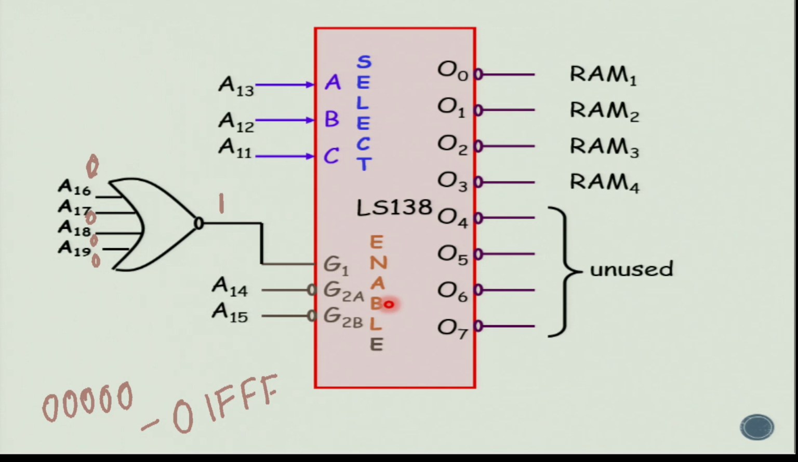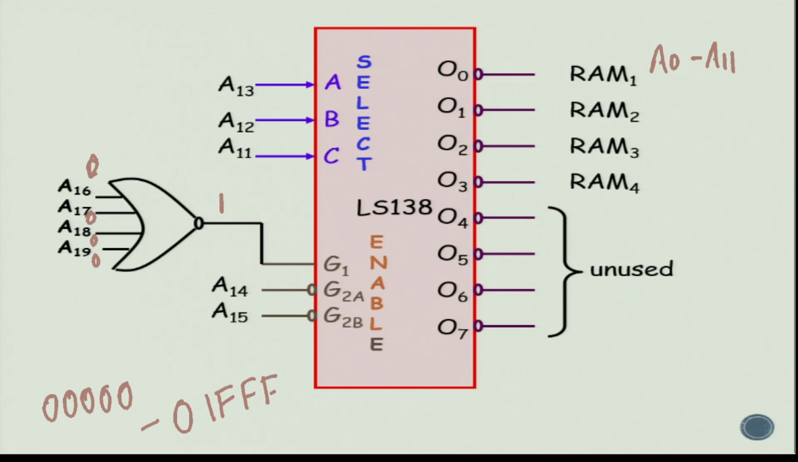This decoder is going to be enabled because A14 will be low, A15 is going to be low, as well as A16 to A19, all of them low. So this is used for enabling the decoder. Now one thing you will notice is we have used all the address lines here. Address lines A0 to A10 are going to be given to the individual RAM chips that we have already shown.